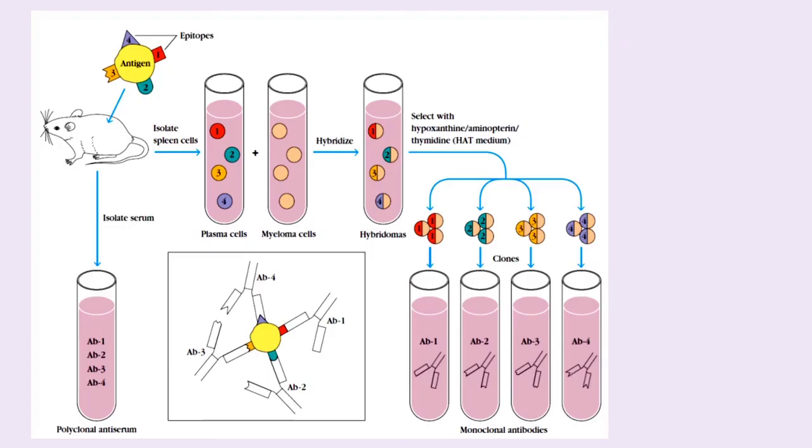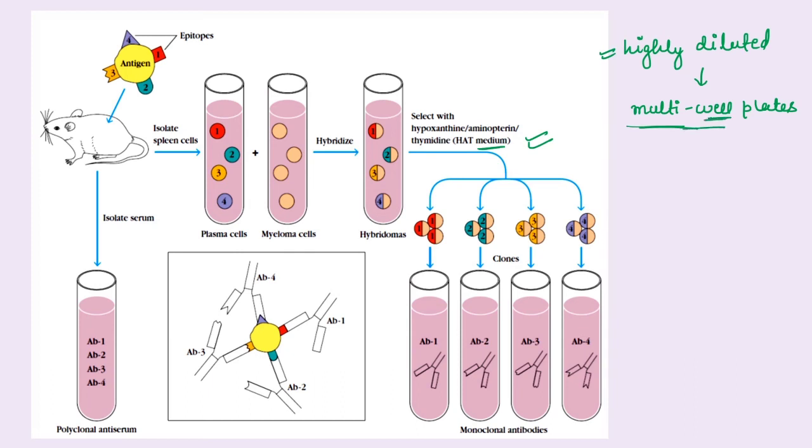After the hybridoma cells are selected using the HAT media, they are highly diluted so that when they are seeded in the multi-well plate, each well will contain only one single hybridoma cell. This will ensure a pure clone of single hybridoma in each well. It means we can isolate antibodies from each clone for specific epitopes, and these are called monoclonal antibodies because they have been produced from single clones and they are directed against a single specific epitope.